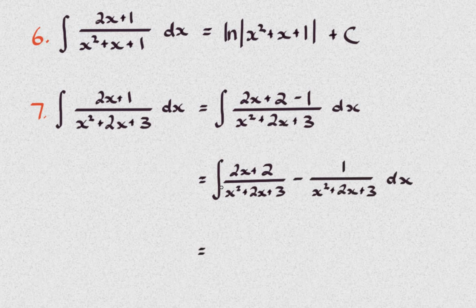So the first one, right, the reason we created 2x plus 2 was that now we have the natural log of the absolute value of x squared plus 2x plus 3. But what about this second one? Well, there's a little bit of work to do first. Okay, this now becomes like some of our previous examples where we look to factorize this or complete the square in this case.